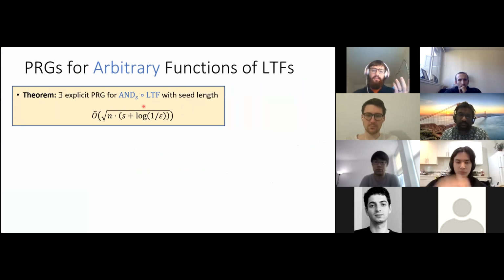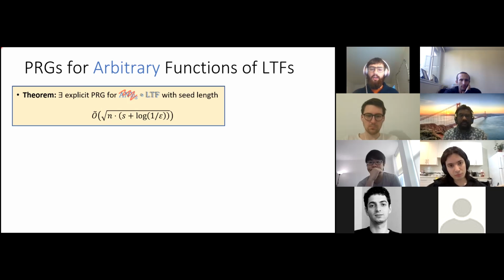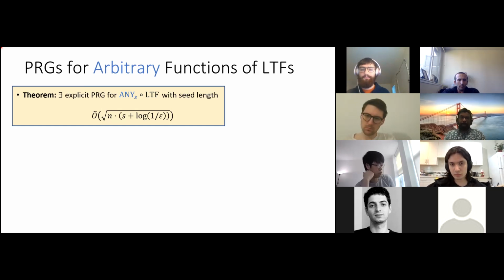So actually, the dependence on epsilon in our pseudorandom generator is so good that there's a simple reduction. We might as well forget that we're trying to fool AND of LTFs. We can just fool arbitrary functions of LTFs. It amounts to the same thing, actually. And that's the perspective we take. We don't even try to take advantage of the specific function AND. Let's just fool an arbitrary function of S LTFs.